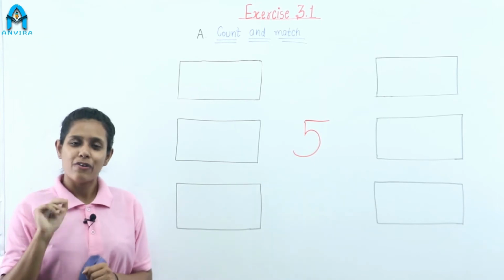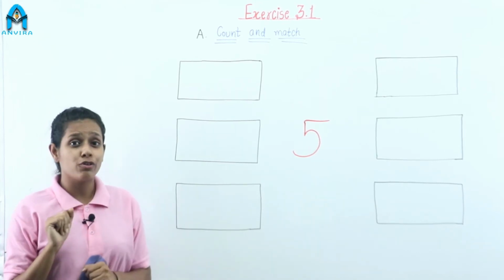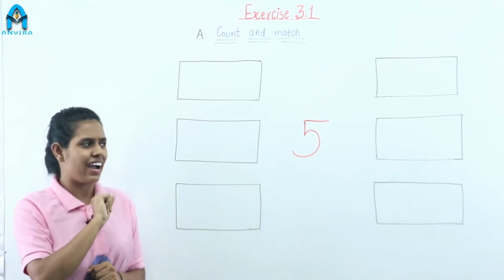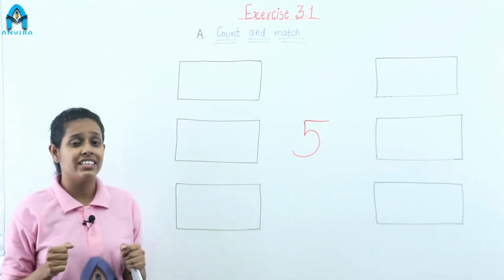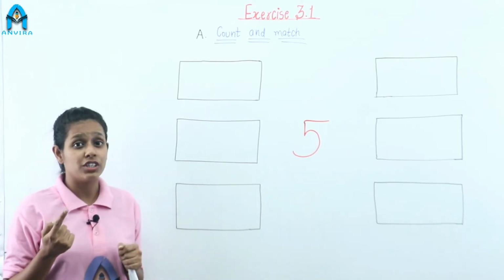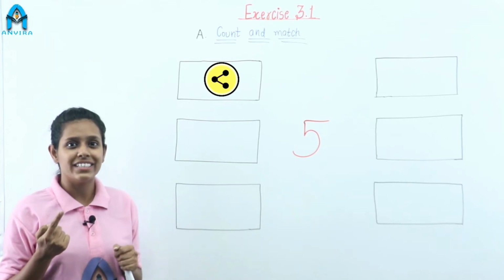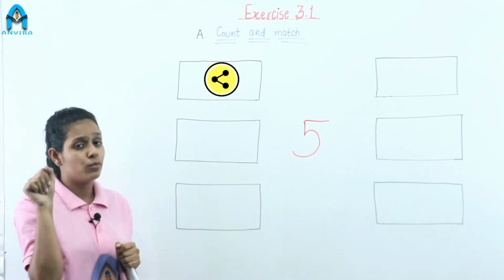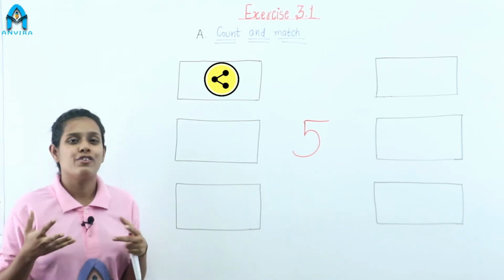Question number 5. Which number do you find in this question? We find number 5. Now, let's see the object and count them. Look at the first picture. What is this? Button. How many button? 1. Now, next picture. Fishes.